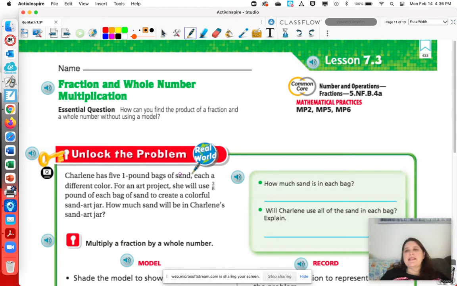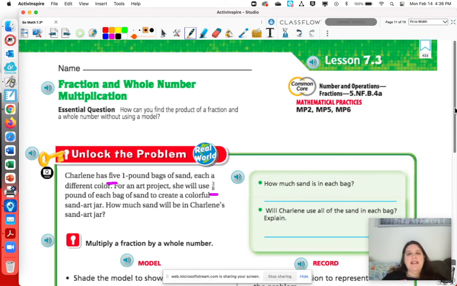So Charlene, this is page 433, chapter 7, lesson 3 in your math book. Fractions and whole number multiplying. Charlene has 5 1-pound bags of sand, each a different color. For an art project, she will use 3/8. So I know my number is going to be less than 5 there. Pounds of each bag of sand, to create a colorful sand art jar. How much sand will be in the jar?